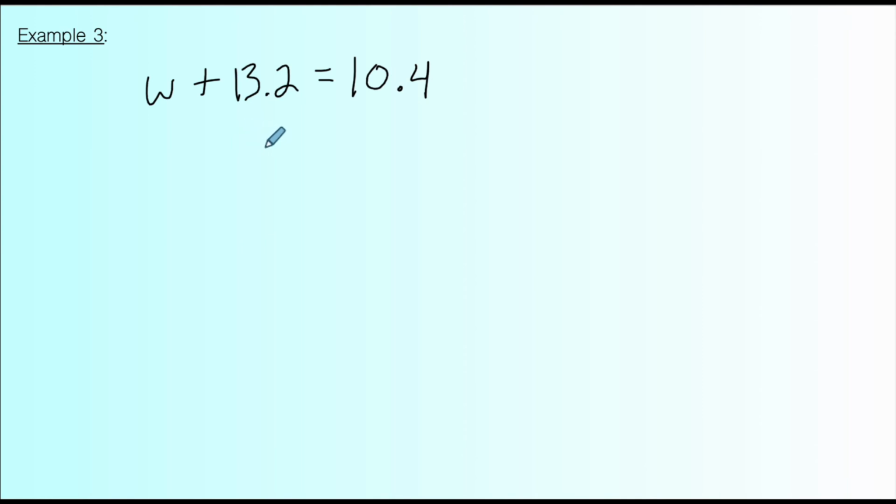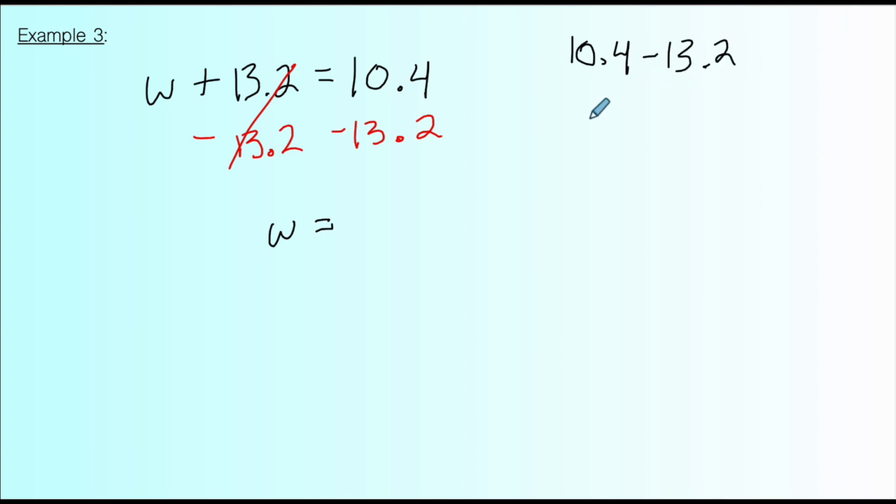W plus 13 2/10 is equal to 10 4/10. So the inverse here, you should know, is going to be to subtract. That's the opposite of adding 13.2. And whatever I do to one side, I do to the other. So now I have W on the left side equals, and I'm going to be doing 10 4/10 minus 13.2, which could be rewritten as 10 4/10 plus negative 13.2.